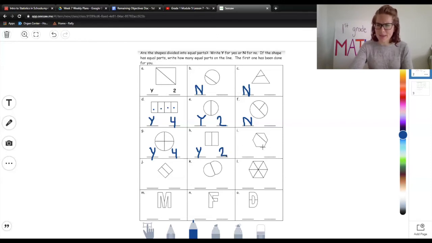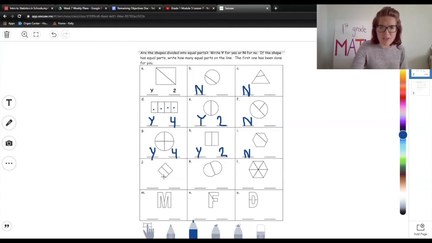What about this shape? No. It's okay if you don't know what that shape is. Right now we're just looking at whether or not it has equal parts. That is not equal parts. This one is very large. This one is very small.